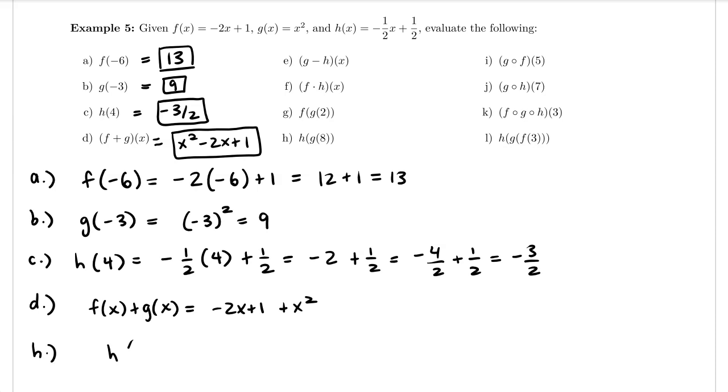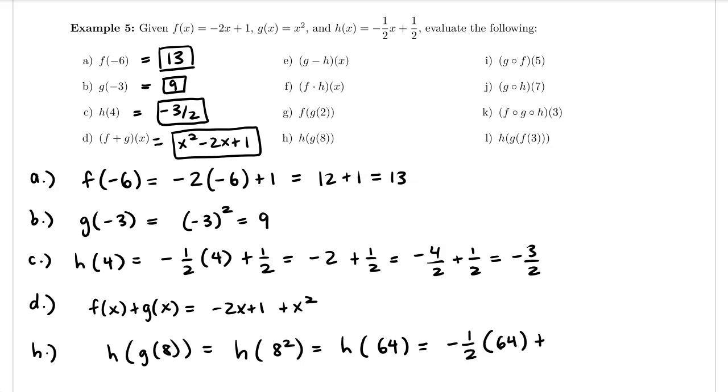So we want to evaluate h of g of 8. So if we evaluate g of 8 first, we get h of 8 squared, which is equal to h of 64. So now I want to take 64 and plug it into my h function. So half of 64 is 32, and it's going to be negative plus 1/2. And if we simplify that, that is going to be -31.5.